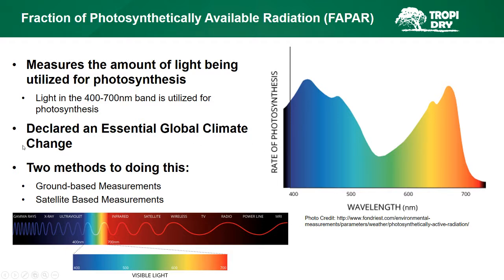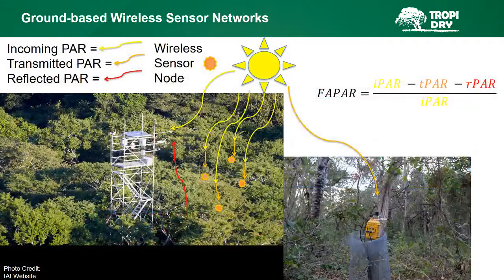And it's also been declared an essential global climate change indicator because it's so robust. And we have this product on a global scale, just like we do with NDVI. So there's two methods in which you can actually measure FAPAR. This is an example from our research site in Santa Rosa National Park.